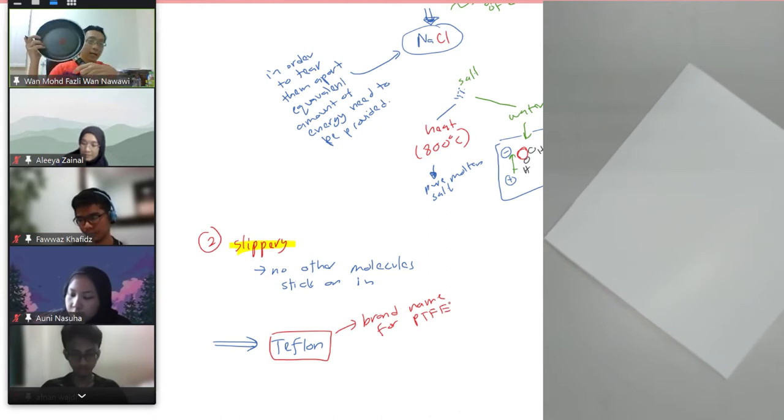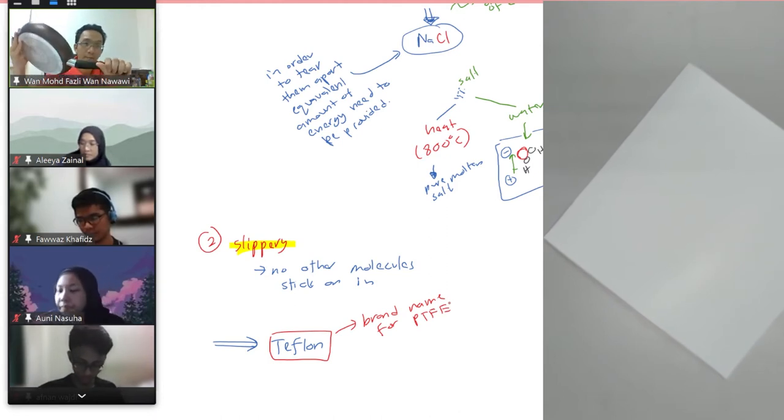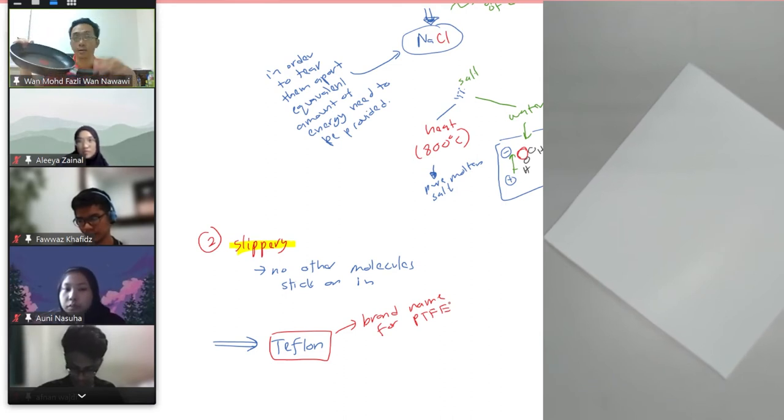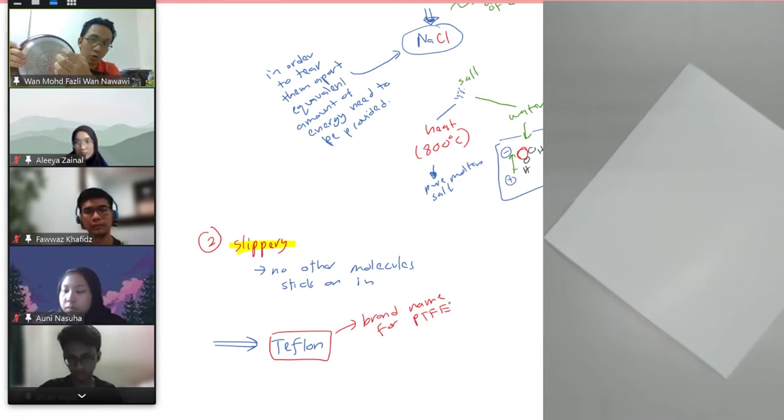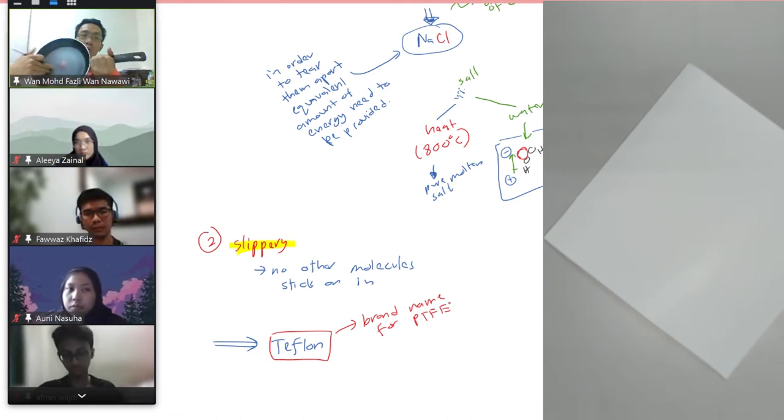So this is a frying pan. When you hear Tefal, the Tef here is basically Teflon coating lah. The pan itself is made from metal, because you want to conduct the heat. But they coat it with the Teflon or PTFE, the reason being to use the slippery characteristic of the Teflon.